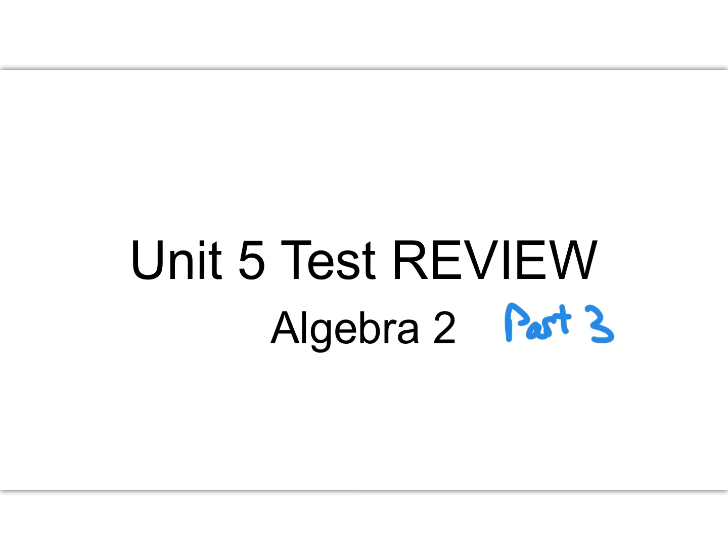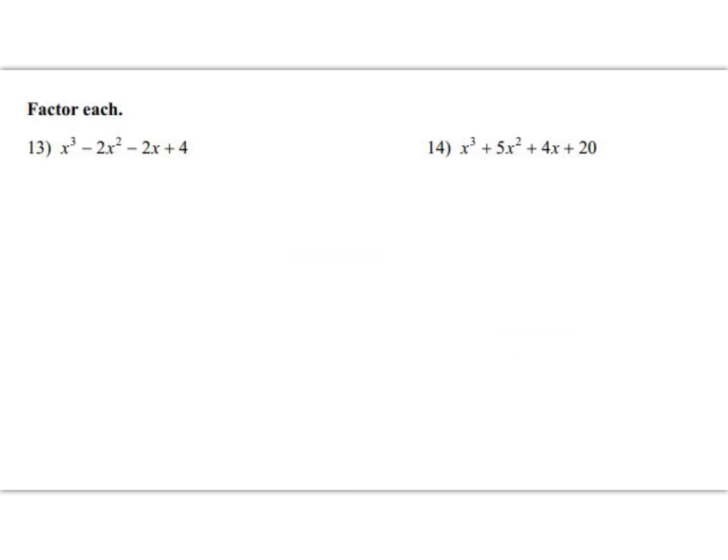All right, this is part 3 of the Unit 5 test review. So here, number 13, you are asked to factor. So we're going to need to factor x cubed minus 2x squared minus 2x plus 4.